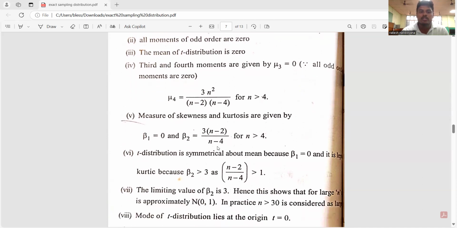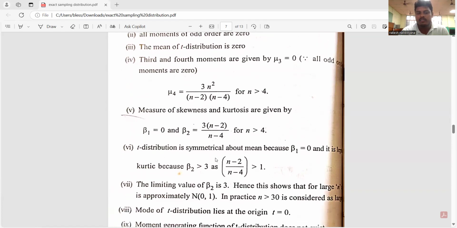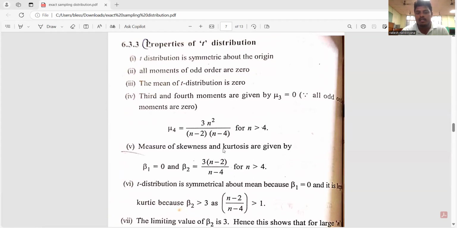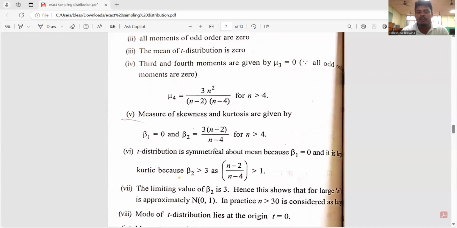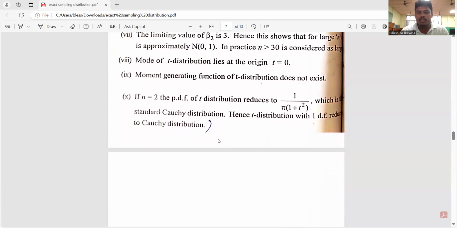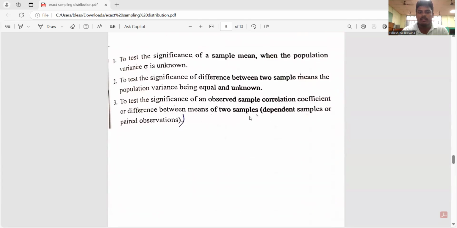The student t distribution does not have any skewness because it is almost symmetric about 0. That is the reason beta 1 equals 0, which means there is no skewness in the student t distribution. But beta 2 is greater than 3, so it follows leptokurtosis. And whenever the degrees of freedom of the student t distribution reduce to n equals 1, this distribution is converted into the standard Cauchy distribution with 1 degree of freedom. So these are the main properties of the student t distribution.